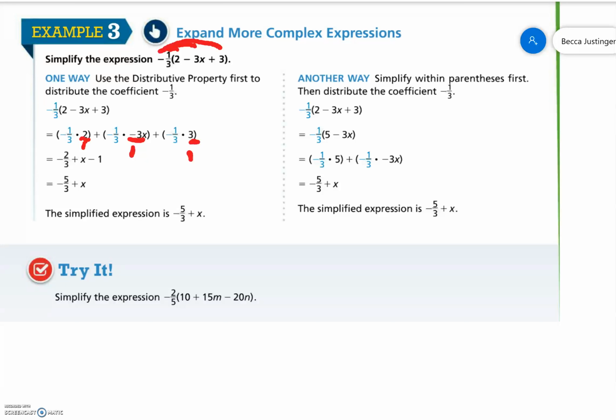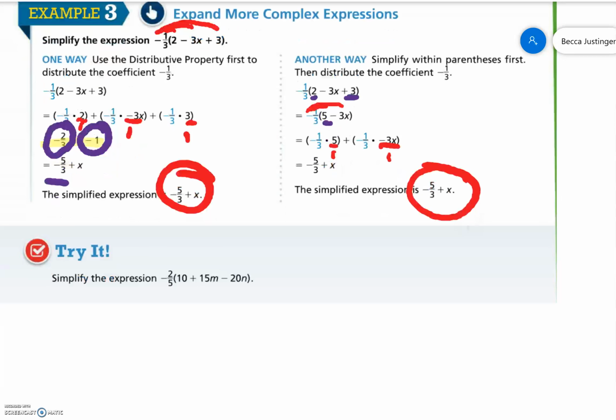And then, once you have this expression, you can see we have like terms to combine. So we have negative 2/3 and negative 1 combines to negative 5/3, and you just bring the x down. The other way is to simplify within the parentheses first, then distribute. So we can see that we've got a positive 2 and a positive 3. That adds together to get 5. Then they take the distributing step. So 1/3 times 5, put 5 over 1. Negative 1/3 times negative 3, put negative 3 over 1. Multiply through, and we get the same expression. So either way, it doesn't matter.